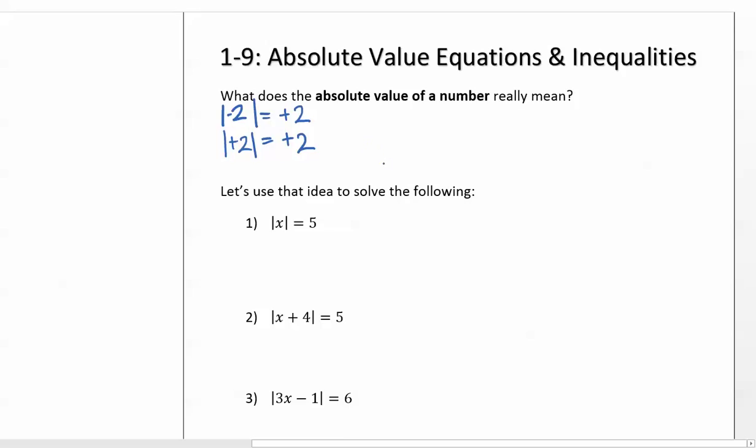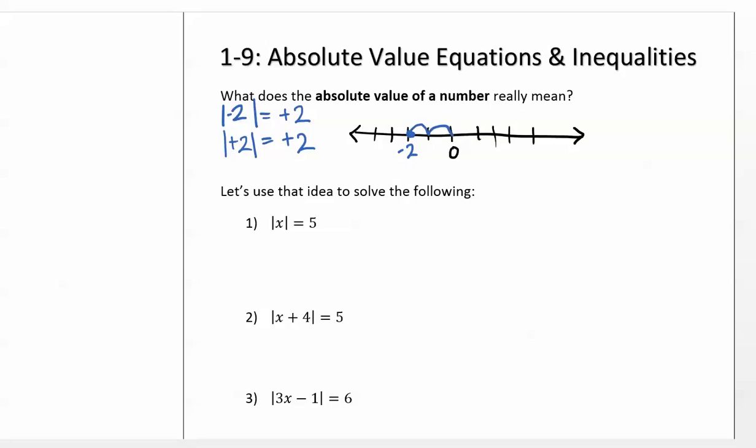But why does it do that? What does an absolute value of a number really mean? Well, it has to do with a number line. So if we draw a number line, and here's 0, we have our positives, we have our negatives, and so -2 is right here. I didn't do a very good job drawing my number line, but here's -2. The absolute value of -2 really means how far is -2 away from 0.